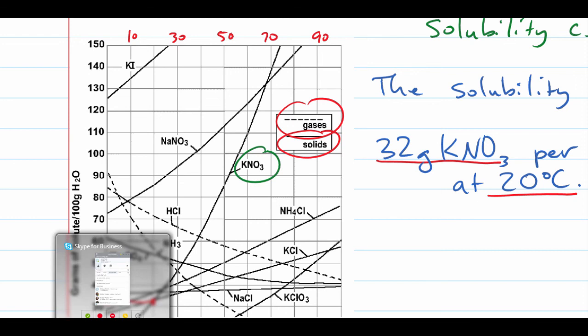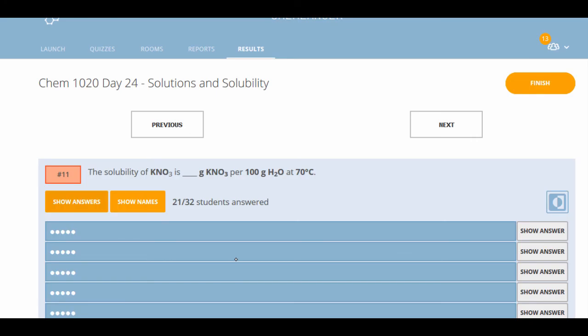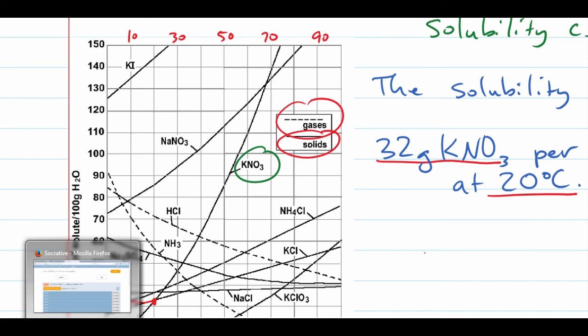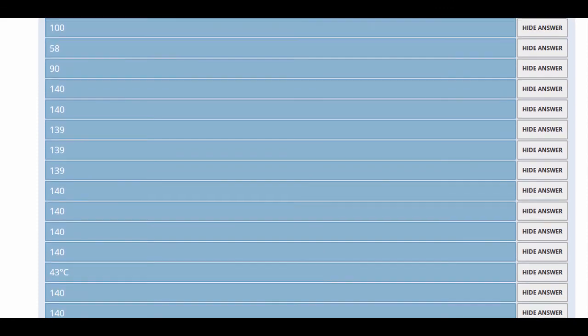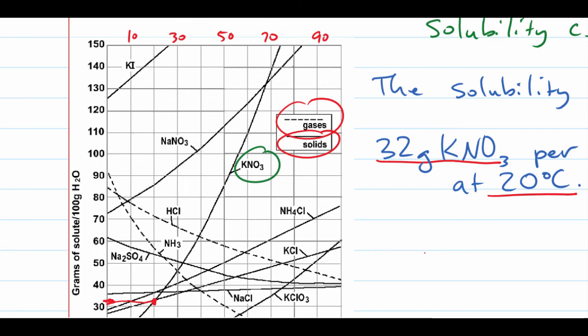So get your answers locked in, and we'll count down. 5, 4, 3, 2, 1. And looks like we should be right around 140, 139, 138, thereabouts. And we get that one by looking at 70 degrees Celsius. Looks like it's right about here. There we go. Just a hair below 140.